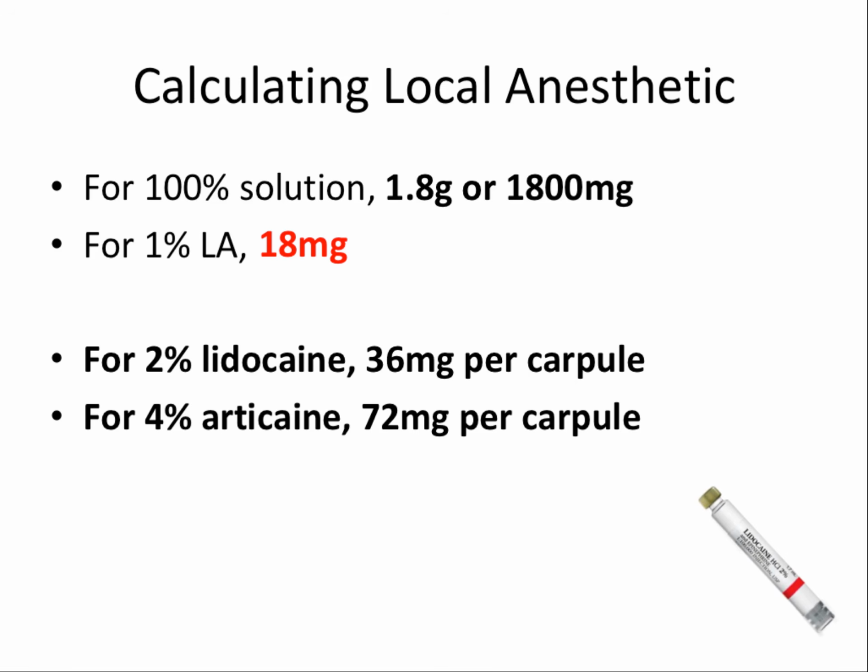So say you have 2 carpules of this 4% articaine, all you have to do is multiply this 72 by 2 to get 144 milligrams. And that's the gist. That's all you have to remember for calculating local anesthetics. So pretty cool.